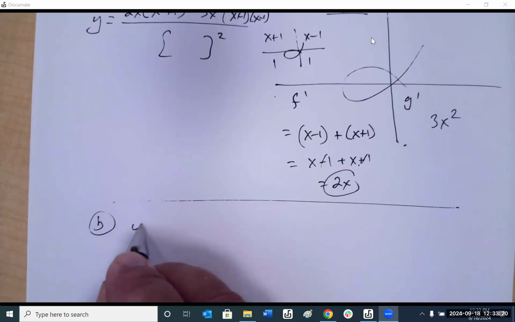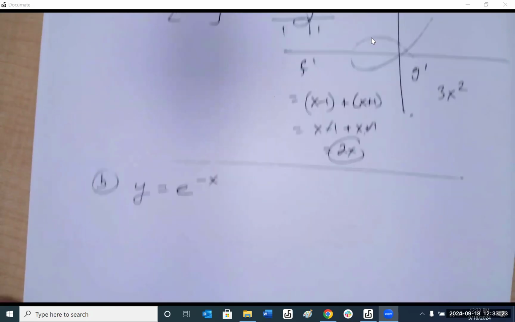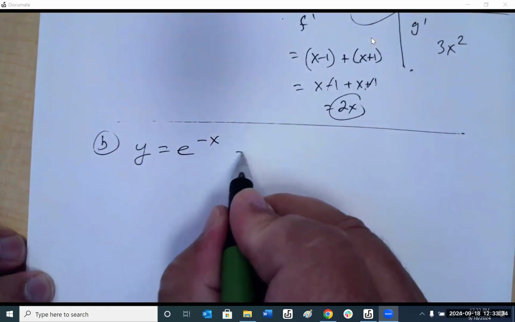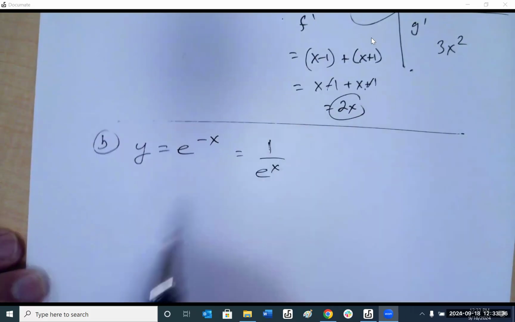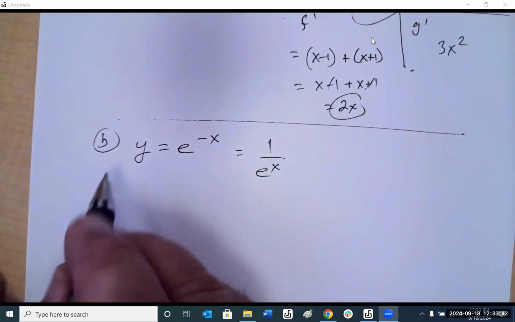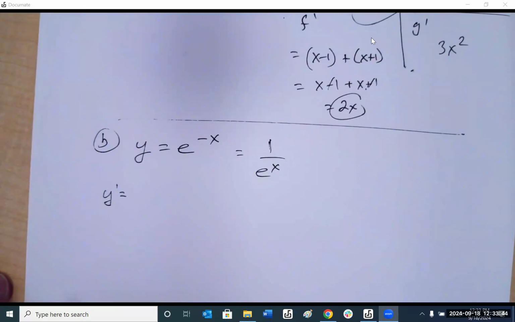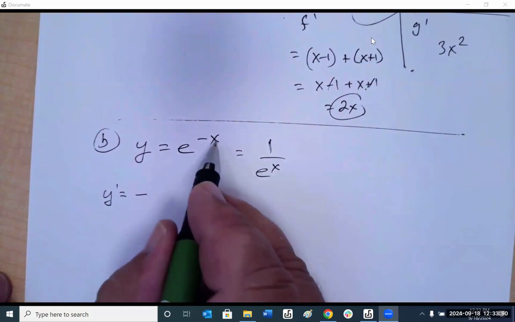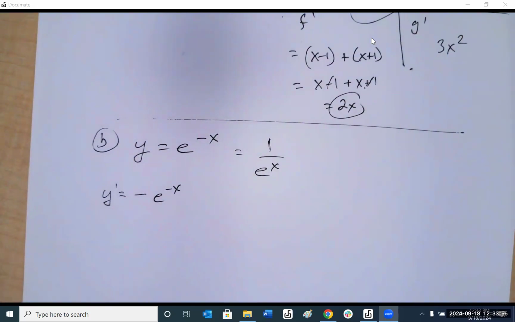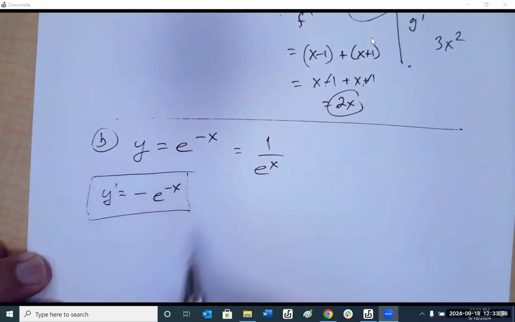B, y equals e to the power negative x. Is that a quotient rule? Because it's a negative exponent, it's 1 over e to the x. We wouldn't do this in our right mind. I mean, we just take the derivative of this, which would give us negative 1 times e to the negative x. We know that's the answer. That's what it's supposed to come out to be.